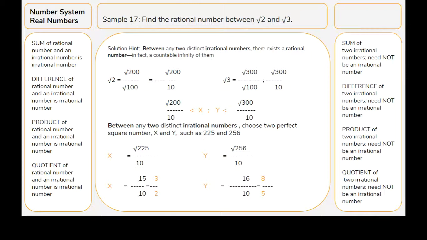Sample 17. Find a rational number between square root 2 and square root 3. Square root 2 equals square root 200 by 10. Square root 3 equals square root 300 by 10. Choose two perfect square numbers, x and y, such as square root 225 and square root 256. Further simplification, we get x equals 3/2 and y equals 8/5. Both are rational numbers.